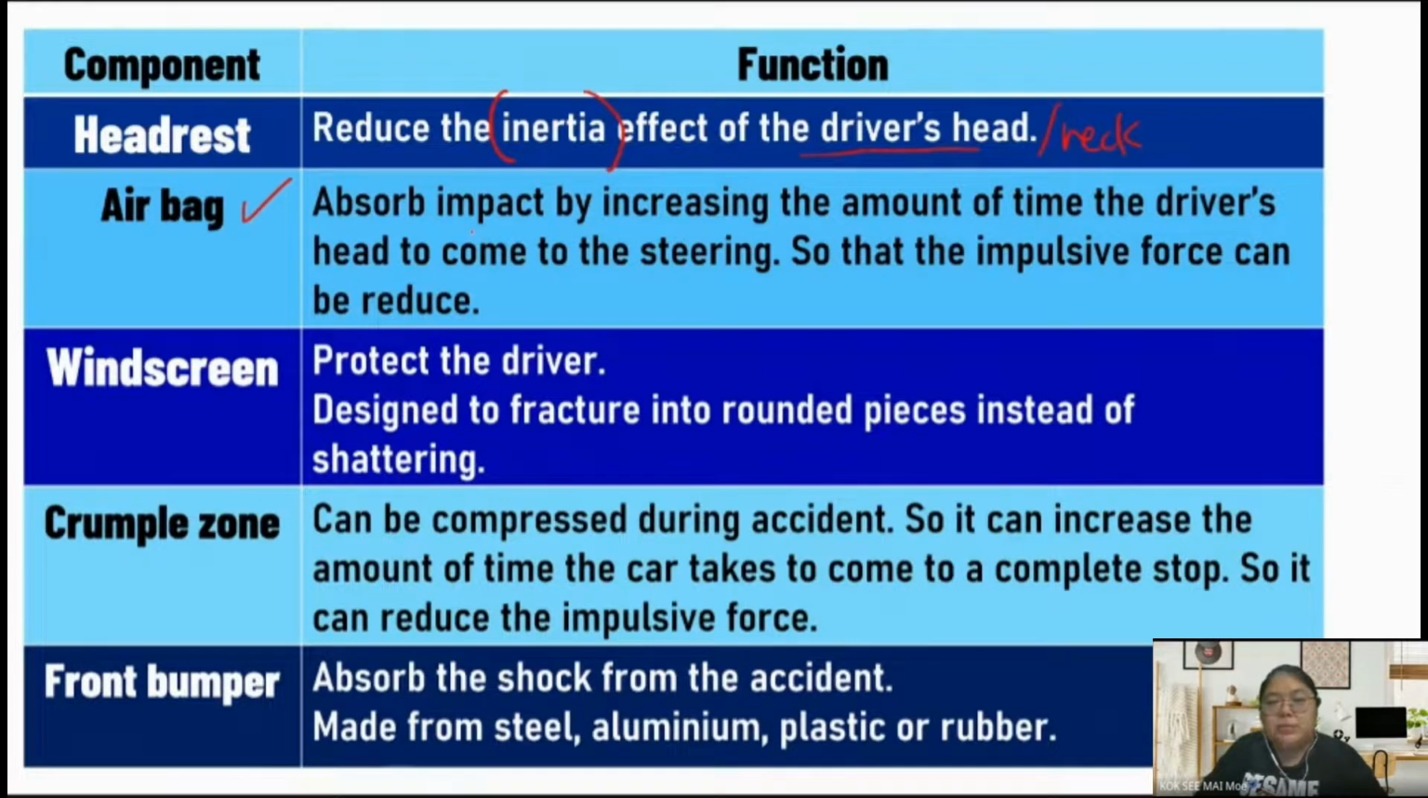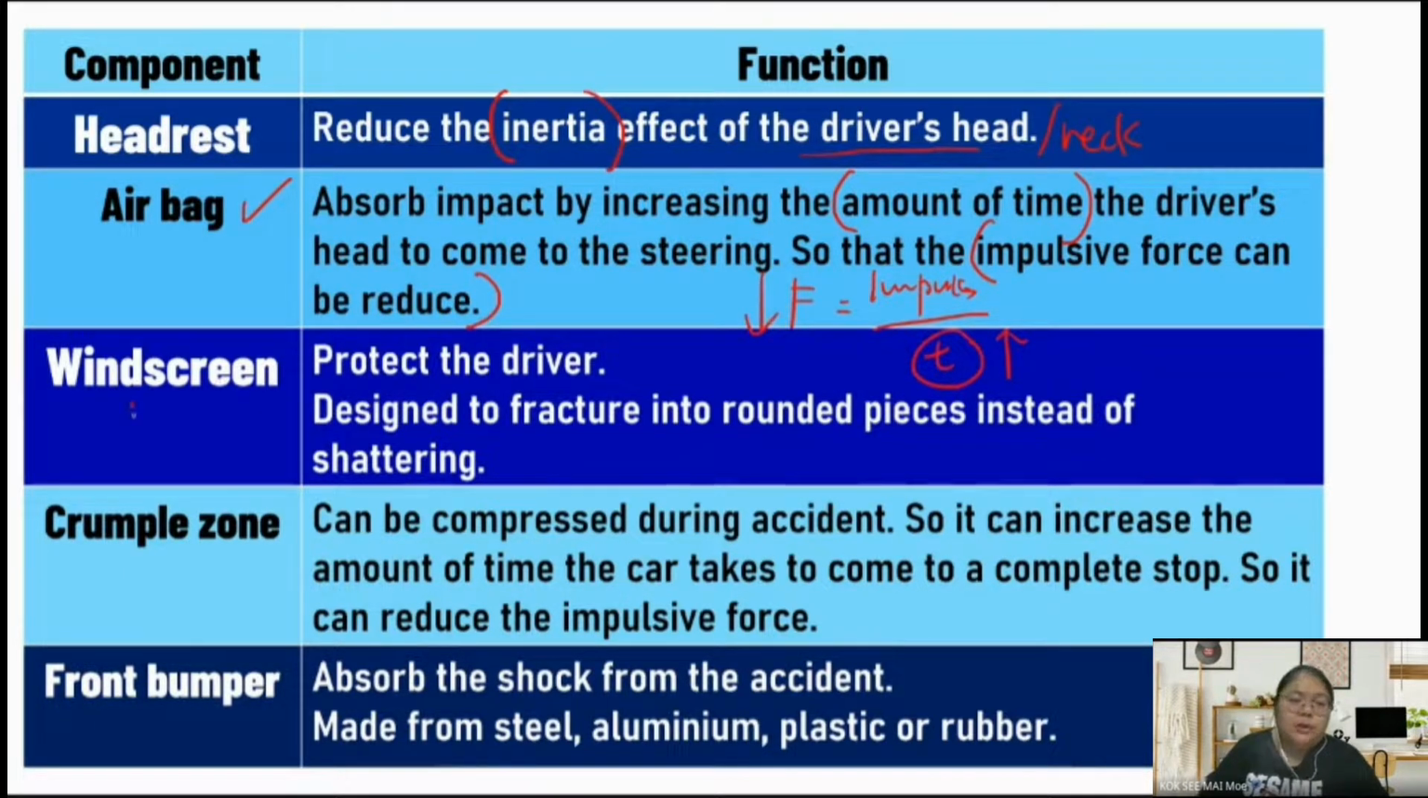Okay, if I go to the airbag, airbag normally we say it absorbs the impact, increasing the amount of time. Okay, increasing the amount of time. After that, impulsive force can be reduced. So that means the airbag comes out from the steering wheel, and when it just comes out, the driver will hit the airbag first. Okay, when it hits the airbag, it is soft. It will absorb. After that, it increases the time of impact. When the time of impact increases, remember the formula, F equals impulse over the time. When the time is longer, the impulsive force will become smaller. So this one is the function of the airbag.